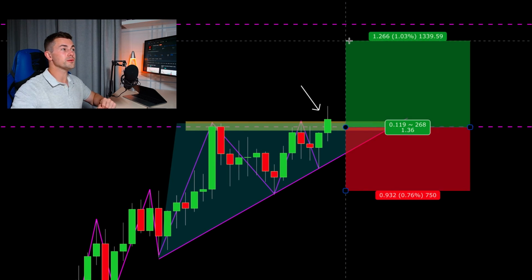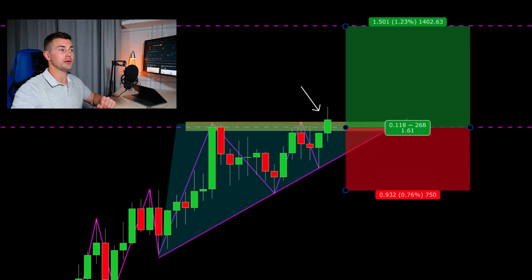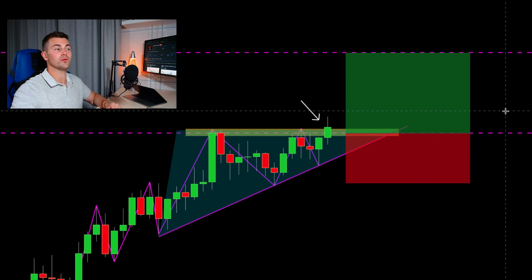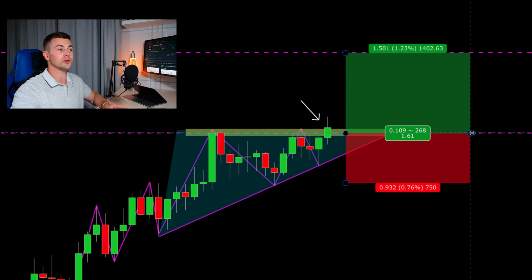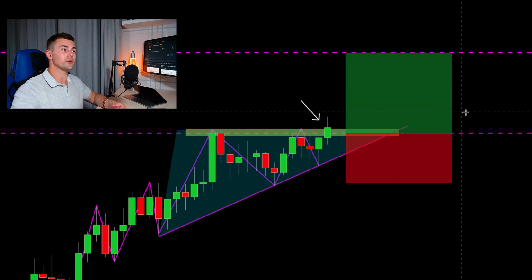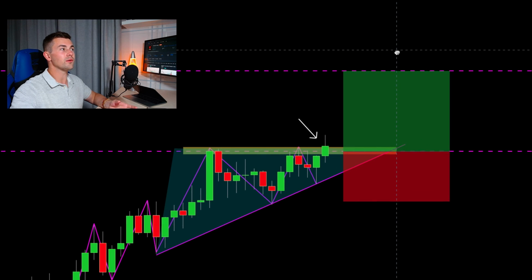And our first goal right here will be our weekly structure that we identified. You can see that here we can get 1.6 risk to reward for the initial target. It is not that good, but remember that we are trading in a very strong bullish trend, and chances will be high that the market will keep rallying to higher structure levels. So here I would close like 30% of the position. It is a trend following setup, so we can look for the test of higher structure levels.